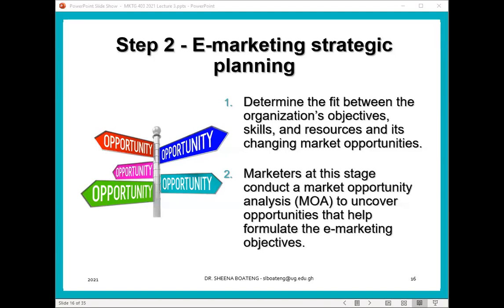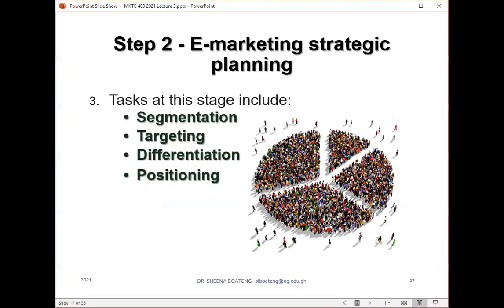Okay, so with e-marketing strategic planning, we've talked about the market opportunity analysis that we have to conduct, and then formulating e-marketing objectives based on the market opportunity analysis that we identify. Now, following from the scenario that I just gave, remember we talked about the fact that in this scenario, there was a niche group of customers that was using your firm's product, and you wanted to use e-marketing to take advantage of them, right?